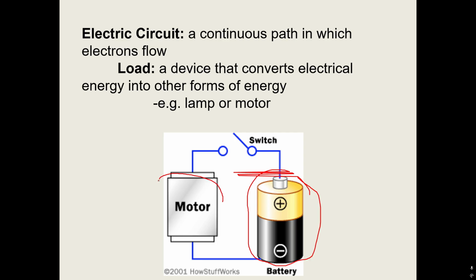And the motor, here the energy is consumed. Electrical energy is consumed, or in other words, converted into other forms of energy. In a motor, electrical energy gets converted into mechanical energy. Here we have a switch that controls the flow of current.